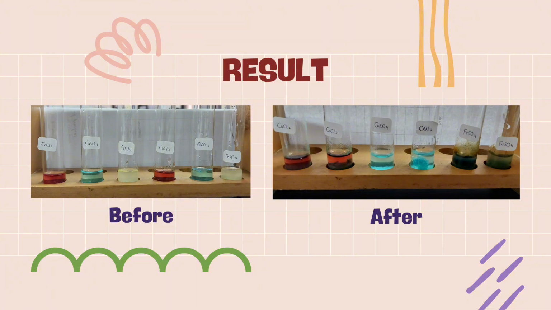The initial color of CoCl2 is a red solution, CuSO4 is a blue solution, and FeSO4 is a clearly yellow solution. And then, after the experiment, CoCl2 reacts with sodium hydroxide and ammonium hydroxide to produce a blue precipitate. CuSO4 reacts with sodium hydroxide and ammonium hydroxide to produce a blue precipitate. And last, FeSO4 reacts with sodium hydroxide and ammonium hydroxide to produce a grayish green precipitate.